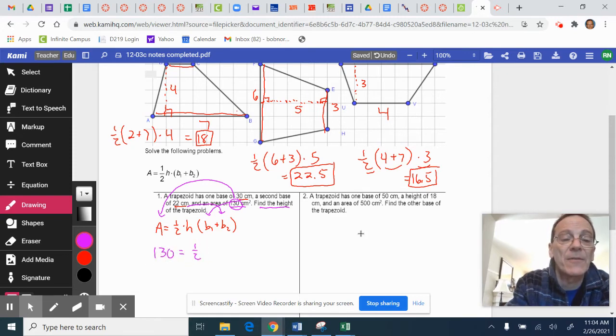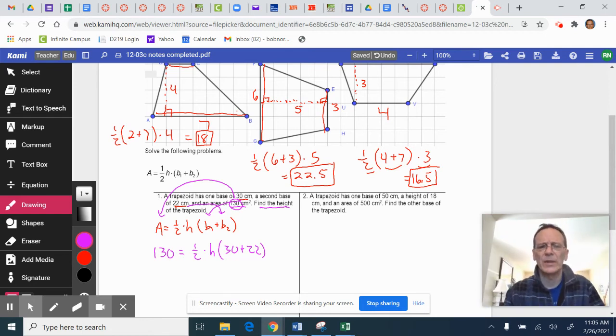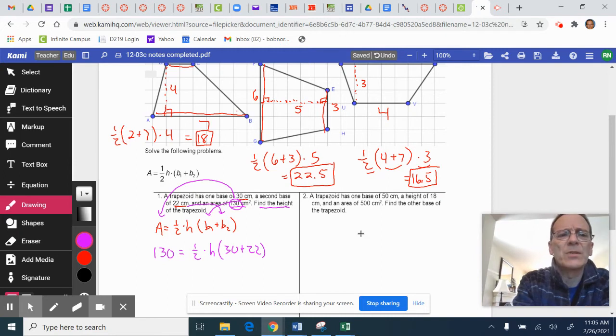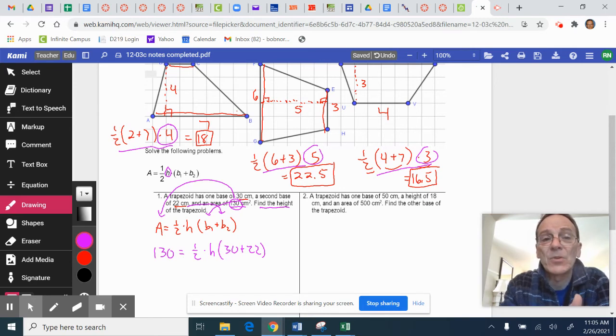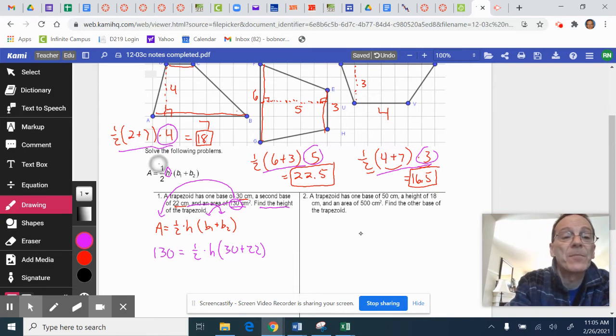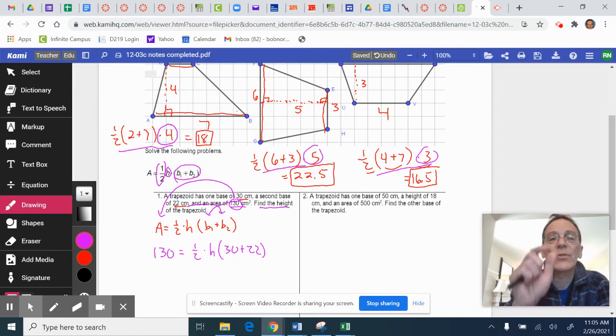130 is equal to 1/2 times h. Oh, by the way, hold on, let me finish writing this, times 30 plus 22. I'm seeing something that I did that maybe some of you caught me doing and wondered about. When I was finding the areas of these trapezoids here, did anybody notice that I put the height out here at the end of the formula? Whereas when I wrote the formula, I've got the height here between the 1/2 and the B1 plus B2. So that really doesn't matter. I mean, look, the 1/2 and the h and the B1 plus B2, those are three things that are all being multiplied by each other. And not only does it not matter what order you add two terms in, it doesn't matter what order you multiply terms in, right? 3 times 4 is the same as 4 times 3.